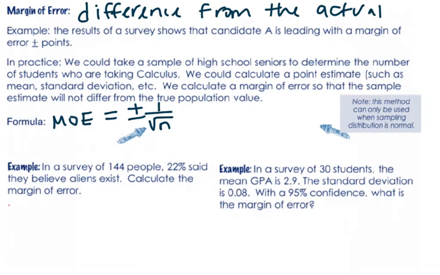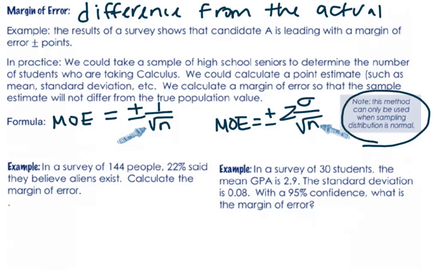Alright. And then sometimes you'll actually use this formula, which is point plus and minus z, then standard deviation over the square root of the sample size. Okay, and note that this one can only be used when the sampling distribution is normal. Okay, so I'm going to give you two examples of when we would use each formula.